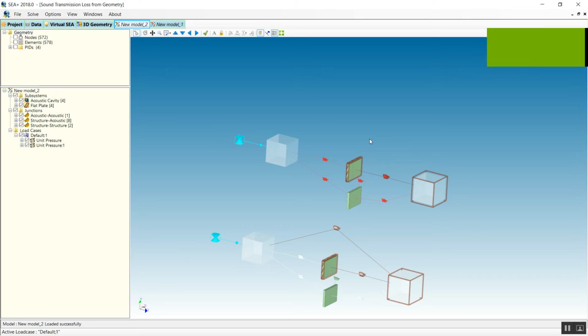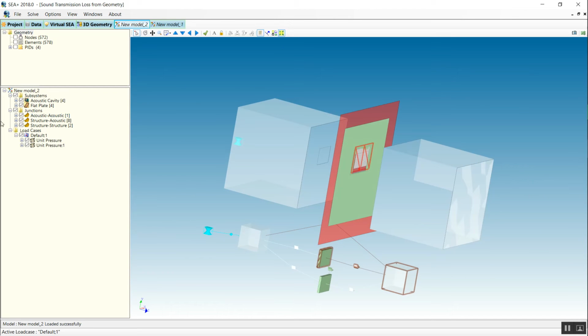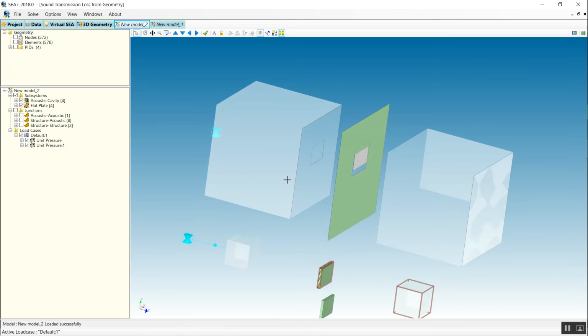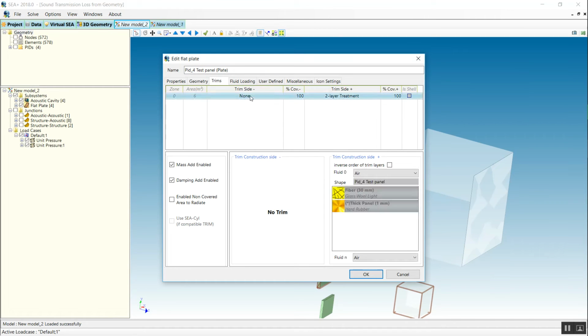As you can see here, call for the shape display, then you can have a better view of the actual model. An emitter cavity, concrete wall, coupled to the test panel, which is a 1 mm aluminum panel, on which a trim has been set up. The trim is seen here on the side plus, a 2-layer treatment, fiber 30 mm, and a panel as hard rubber.